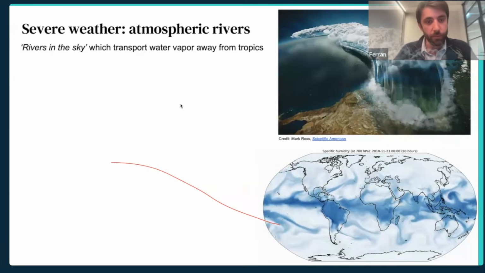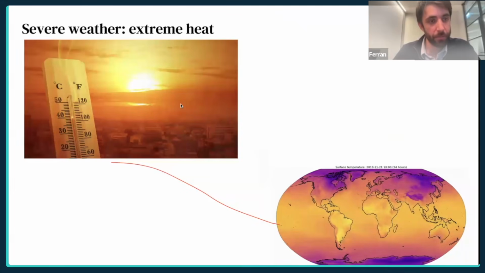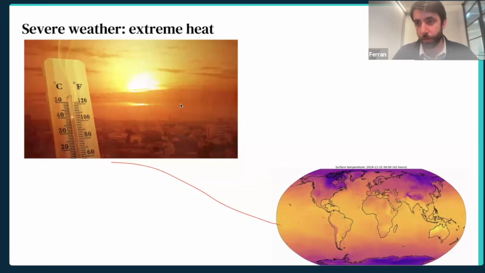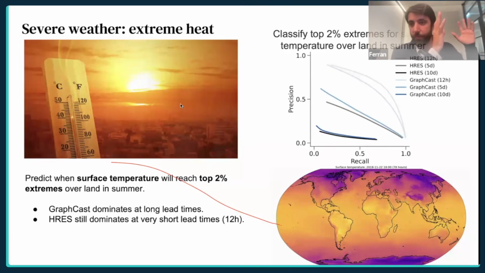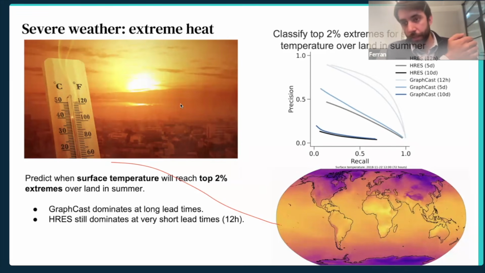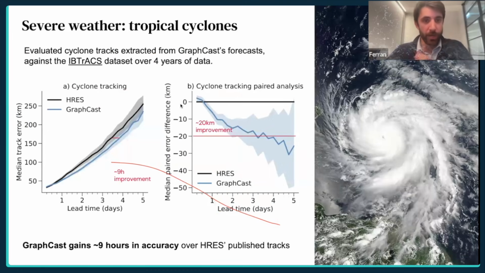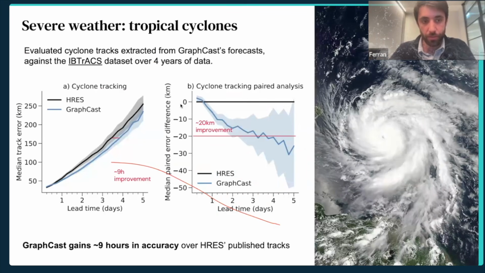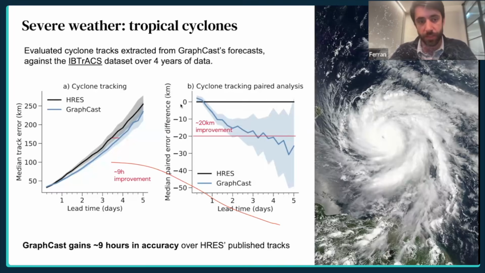So we explored severe weather. I'm going to skip this a bit because we are running out of time, but we were predicting rivers in the sky, and extreme heat, so hot in the summer and cold in the winter. Essentially, we showed that whenever GraphCast was making better predictions on raw variables than HRES, it was also doing better in extreme prediction. Maybe the most important one was tropical cyclones, where because of our predictions, we can deduce where the tracks of different cyclones are going. And we showed that we had around a 9-hour advantage compared to physics models.